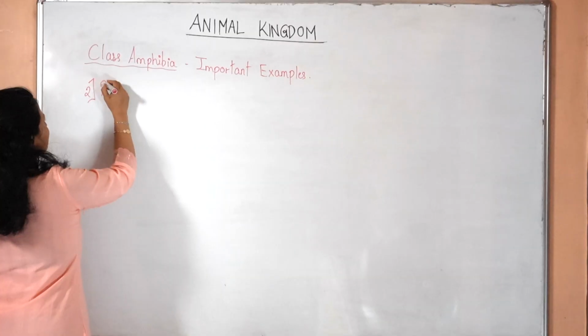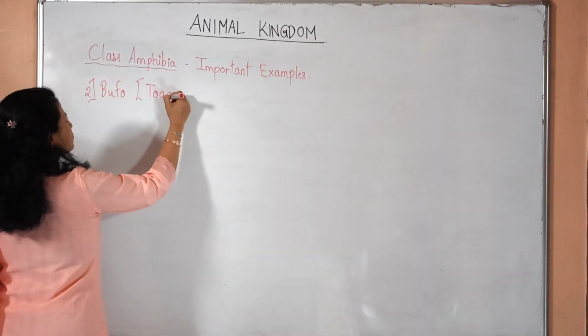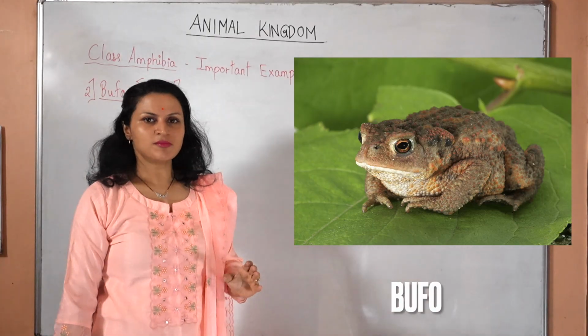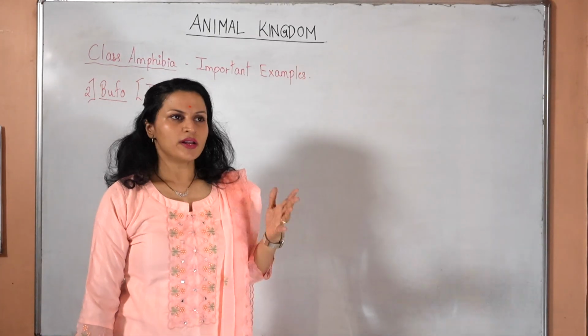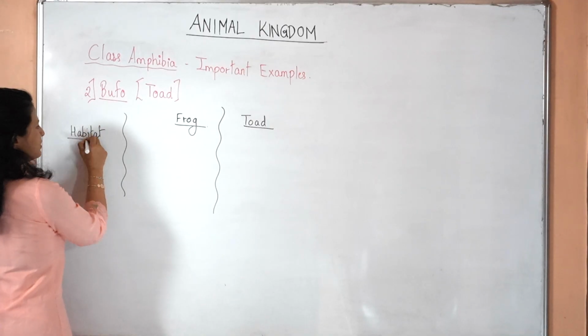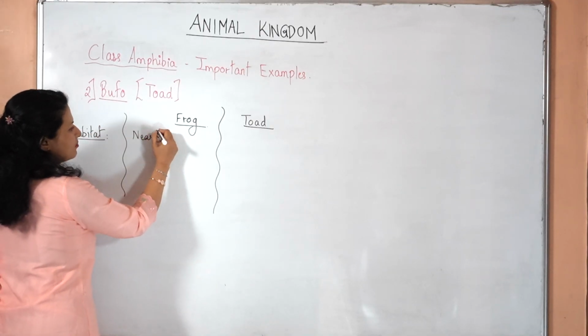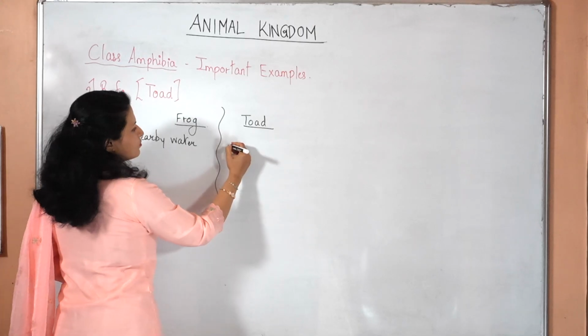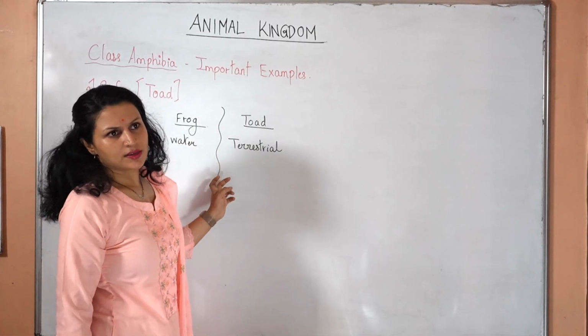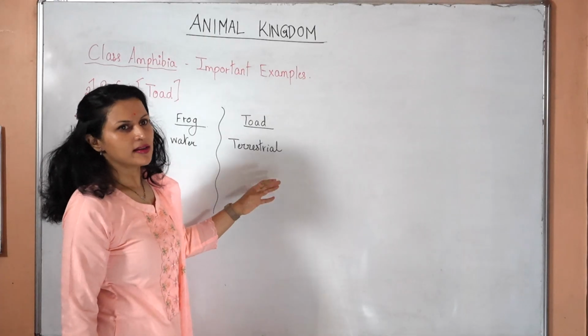Let's do the second example, Bufo, also called the toad. Bufo also looks very much like a frog, but there are some differences between the frog and the toad. So what are the differences? Let's see one by one. First of all, there is a difference in the habitat. The frog lives nearby water, but the toad is mostly terrestrial and it will return to water only for laying eggs. But otherwise, it is a terrestrial amphibian.